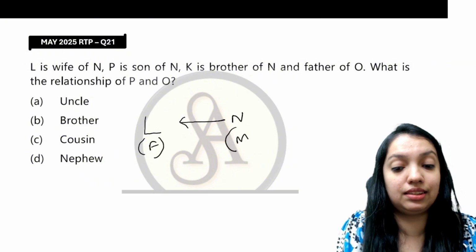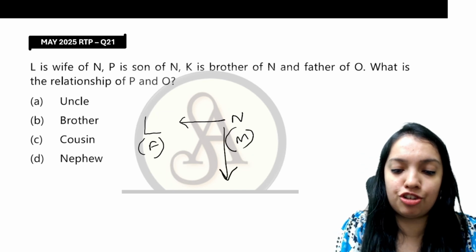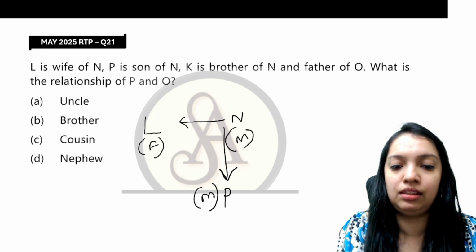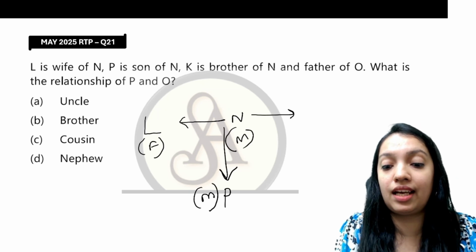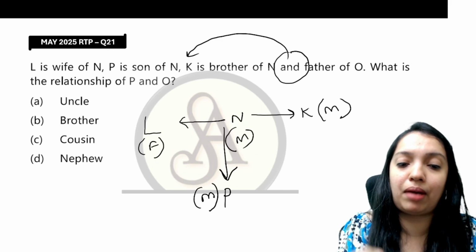Wife, that means N has to become a male person. P is the son, next generation, a male person. K is the brother of N, again a male person. And that means we are referring back to K.